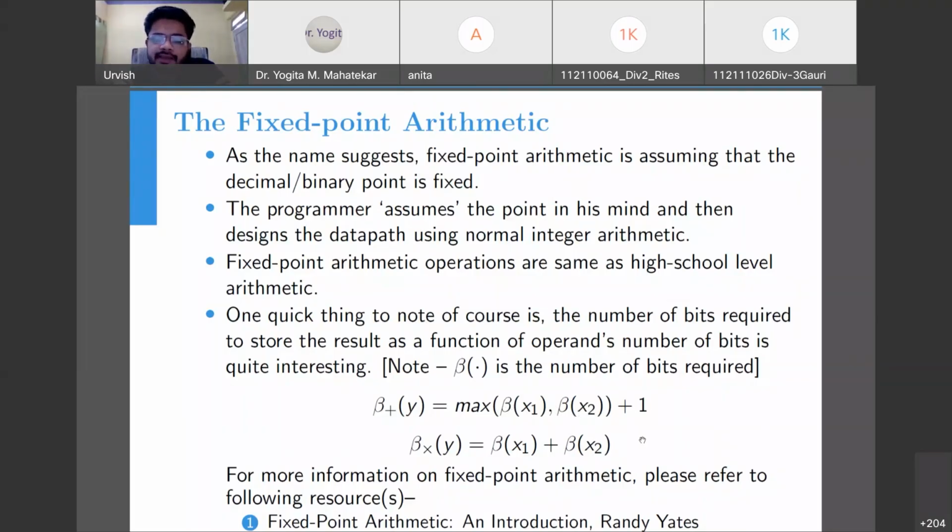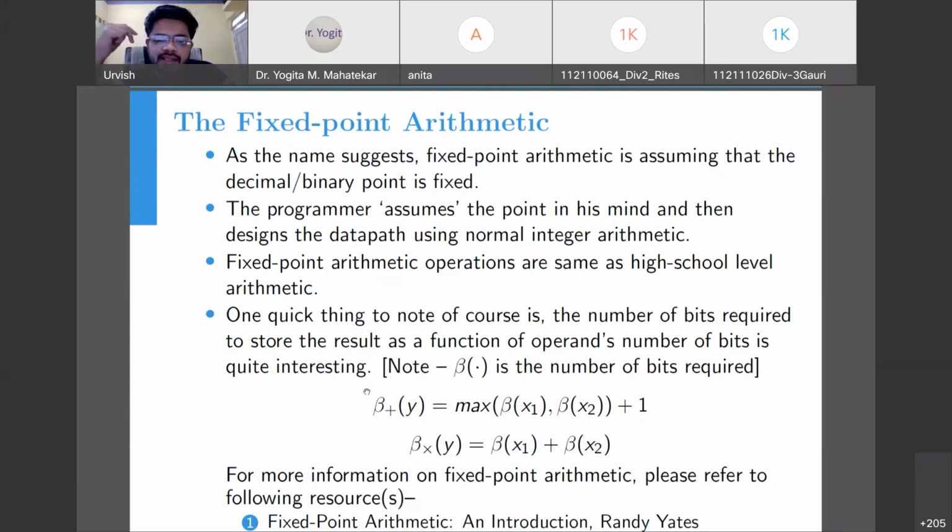So let's say your input operands are 8-bit and 7-bit. Then the max operation would give you 8 bits, and plus 1. So the result should have 9 bits in order to faithfully store the output. If you still limit it to 8 bits, you will have a problem storing the maximum value. Try doing it this way: let's say you have a 2-bit number. What will be the maximum value of a 2-bit number? It is 3, right? 1 1 is 3. So if you add 3 plus 3, it is 6, and the minimum binary precision required to store 6 is 3 bits, right?